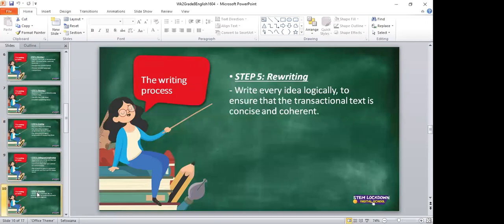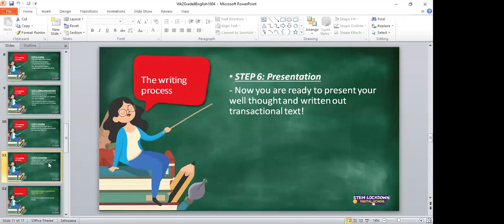So step 5, that is rewriting. Yes, that's clear enough, no explanation for that. You rewrite after you've edited and proofread. Step 6 is presentation. That is when you have written the final thing that you're going to submit to your teacher for assessment. In the case of an informal letter, that's when you'll be sending it to the post office. Do you guys still do that?